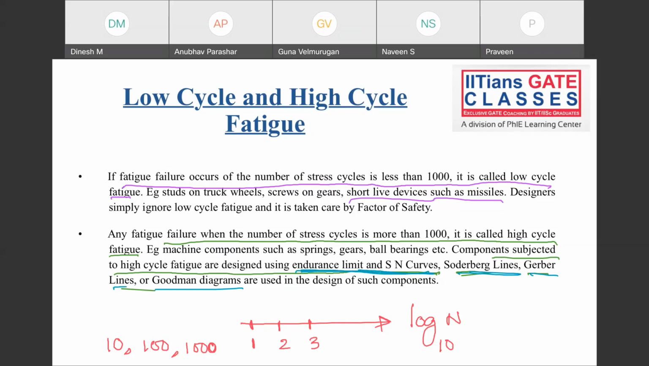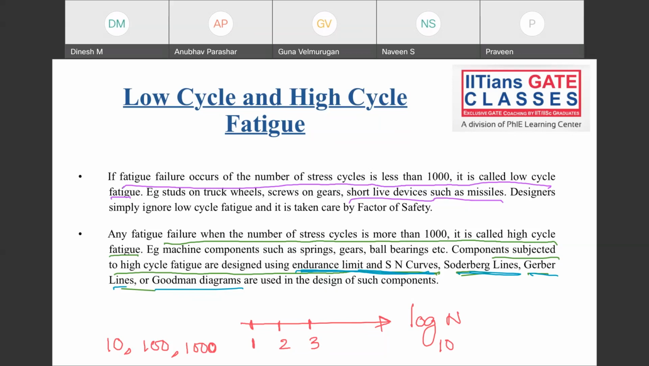So in today's class, we will see how to use endurance limit and SN curve to design a machine element under fatigue load, when to use Soderberg, Gerber and Goodman lines, what the different possible questions are, how the questions can be framed, and what kind of questions can be asked.